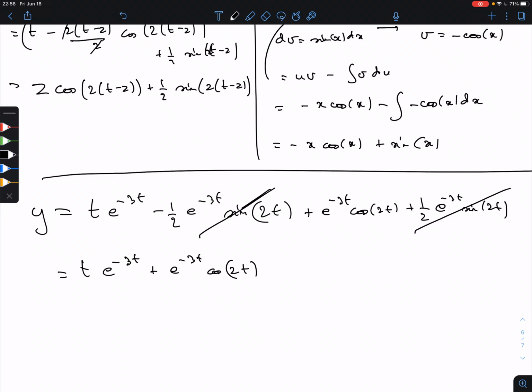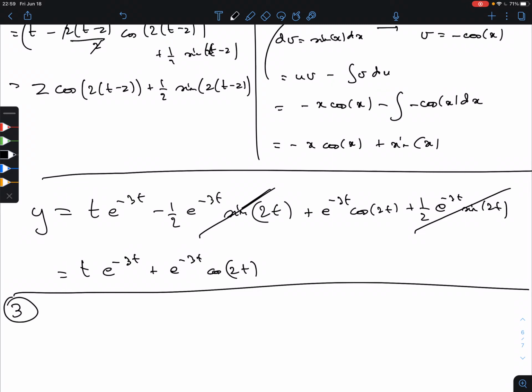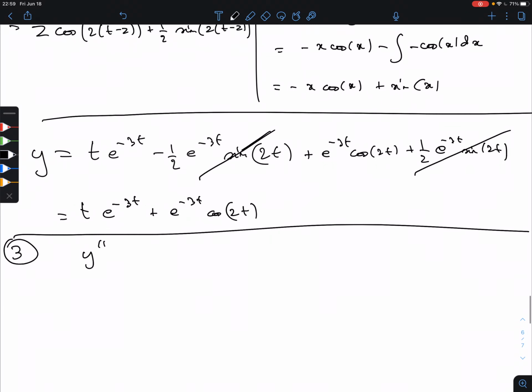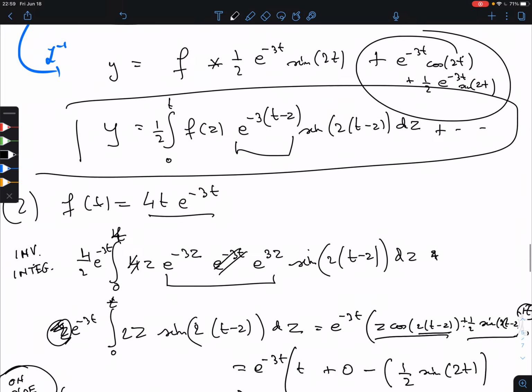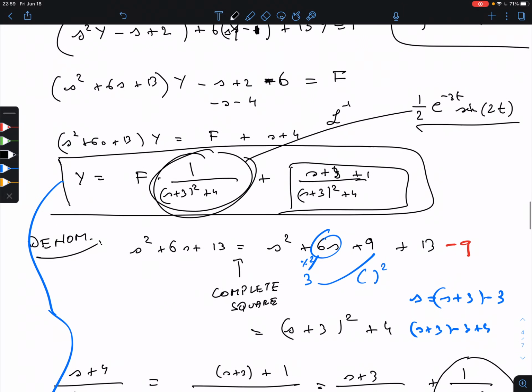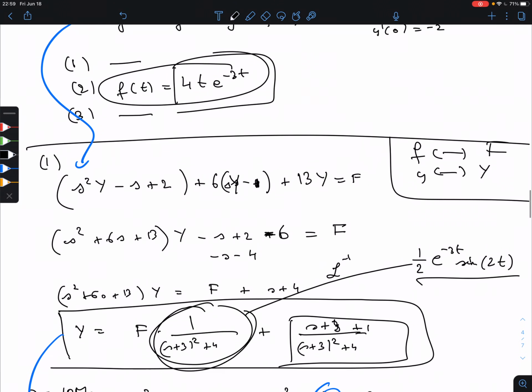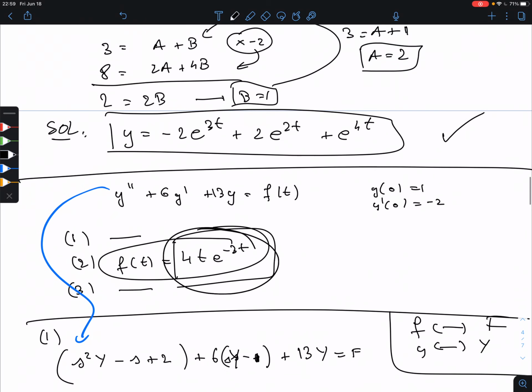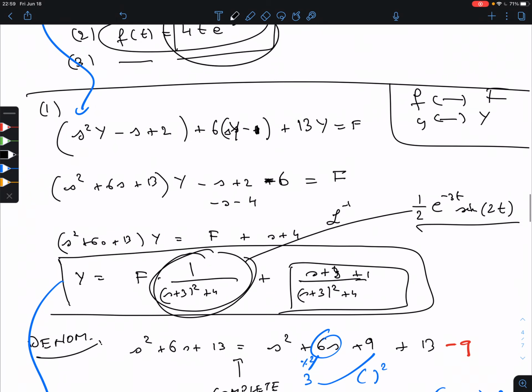That's using all this up to now. We were using chapter 8 material, Laplace. Let's now go to chapter 5. So now we're doing part 3. We're now looking at the same differential equation, but now already from the get-go we use the forcing function 4t e to the minus 3t.